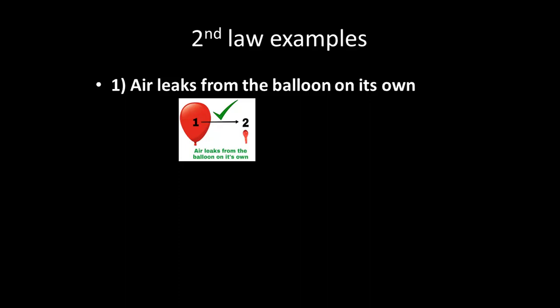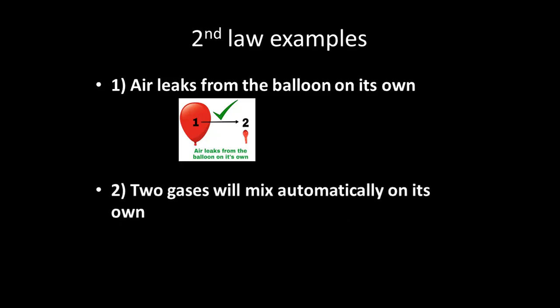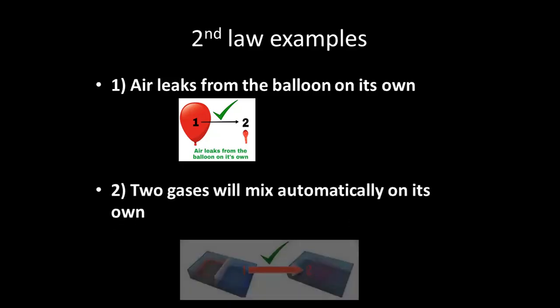From this first state of orderliness, which is the inflated form of the balloon, it is converted to the deflated form of the balloon. So that is very disordered. Take note that as air leaks from the balloon, the air escapes and it never re-enters the balloon. The second one is that two gases will mix automatically on their own.